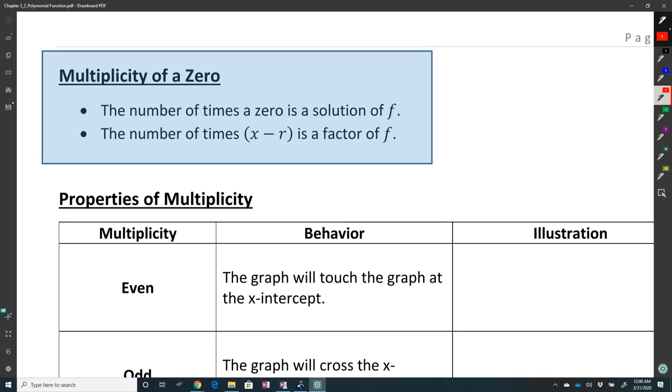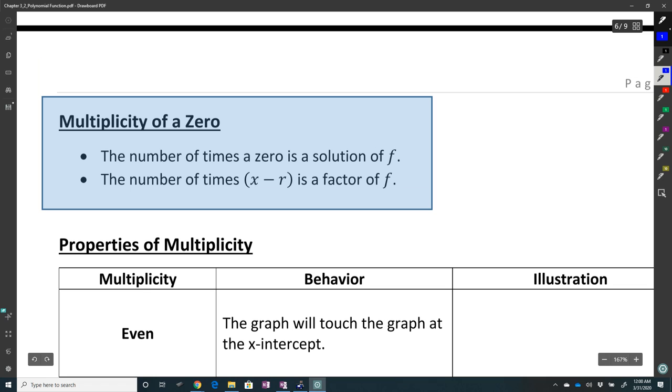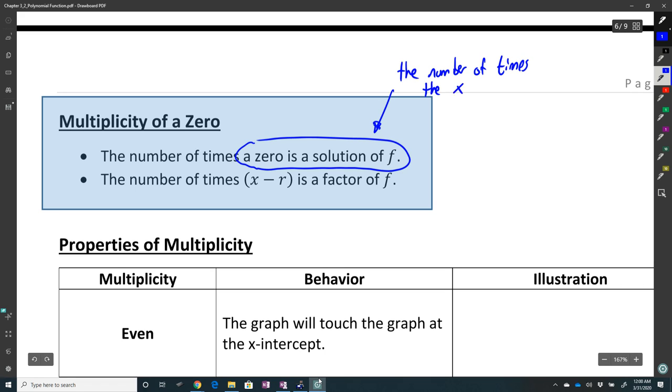So next comes multiplicity. So the multiplicity of a zero is the number of times an x-intercept occurs. The number of times a zero is a solution of f of x. So it's the number of times the x-intercept occurs.